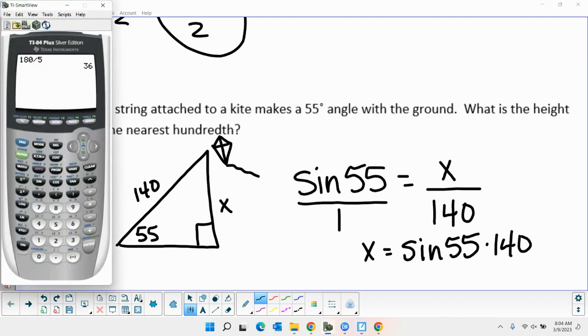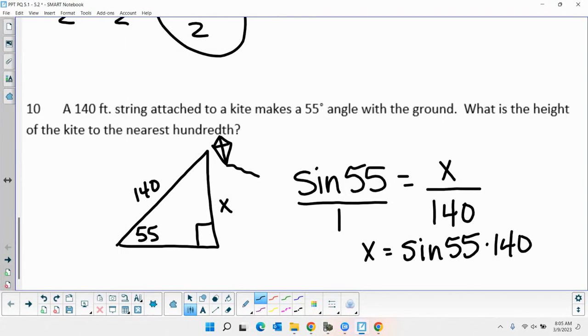Remember to make sure you're in degree mode. Should be there in the right mode. But just to check, make sure. So hit your sine button, 55, close it off, and then times 140. So 114 point, said hundredth, so 0.68. Simple.